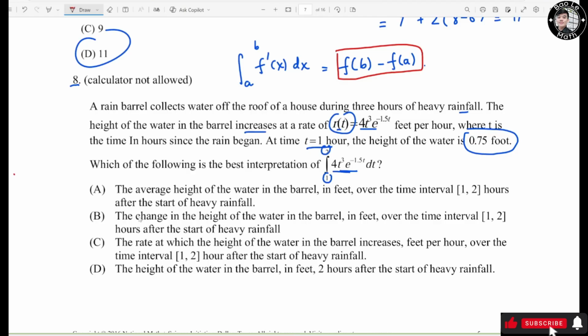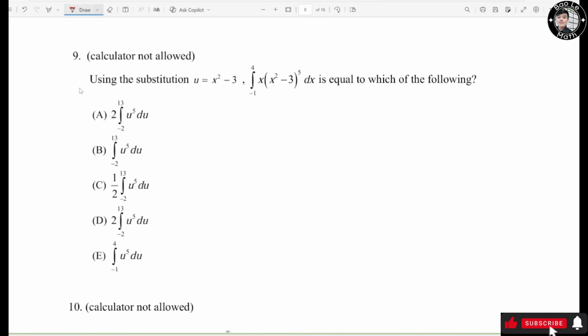So we look at the answer choice right here, only B correct, the change in height of the water in barrel, right? Now let's move on to question 9. We need to use u-substitution, right? So u equals s squared minus 3, then du equals 2s ds, right? Then we have s ds equals 1/2 du, right?